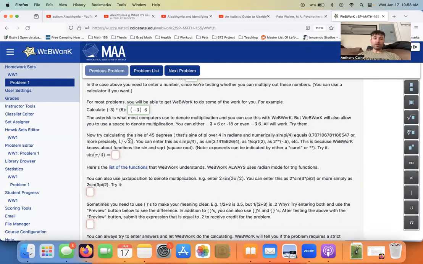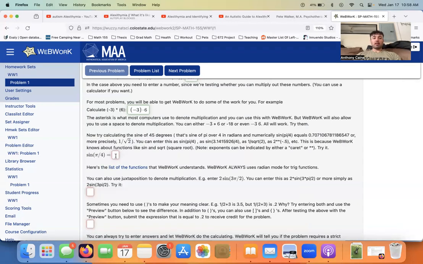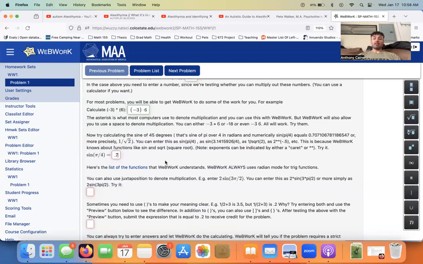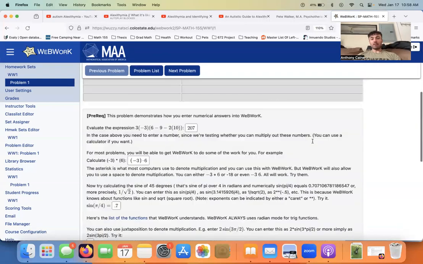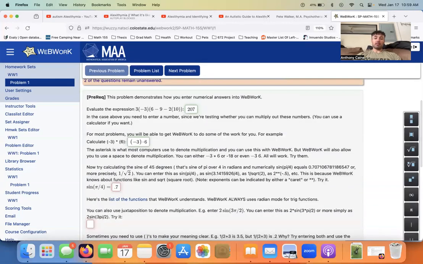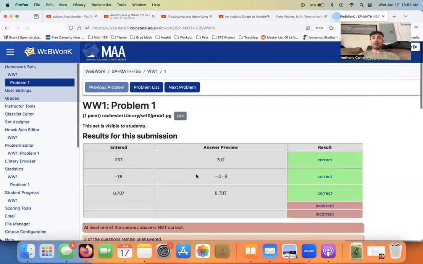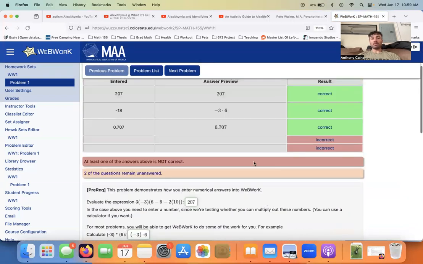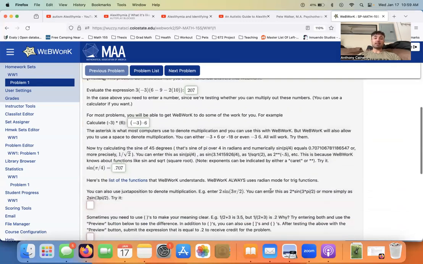Now, I also really want you all to be using exact notation whenever possible, because 1 over the square root of 2 is not 0.7, right? And it's not 0.707. Let's see if WebWork likes that. Okay, so it did like that to 3 decimal places. You never know how many decimal places you'll have to do because it's not always 3. Sometimes it's 4, sometimes it's 5. Sometimes I actually want the exact expression.